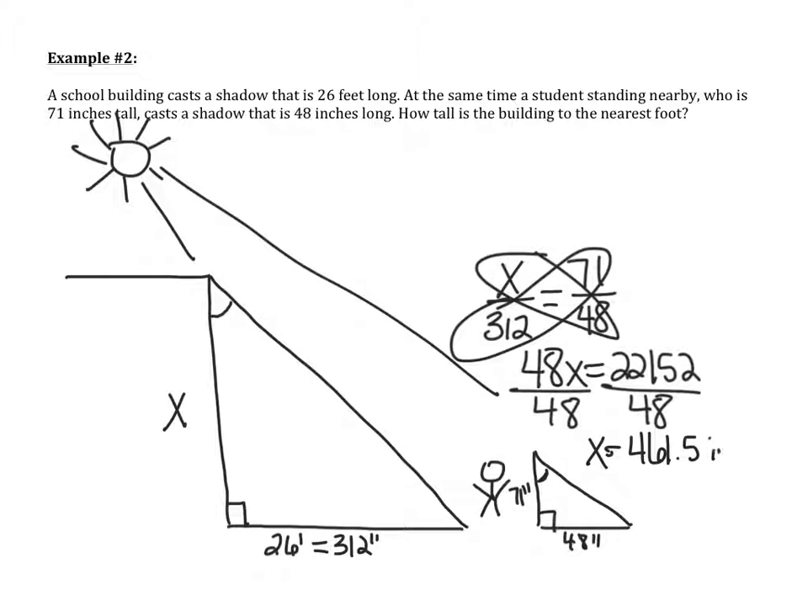461.5. Remember, we converted everything into inches, but we were asked to find the height of the building to the nearest foot. Since there are 12 inches in a foot, I'm going to take this answer, 461.5, and divide it by 12. So after dividing by 12, I end up with, since I'm kind of running out of room, I'm going to write it up at the top here. I get 38.4, so it says to the nearest foot, so I'd say it's about 38 feet tall.